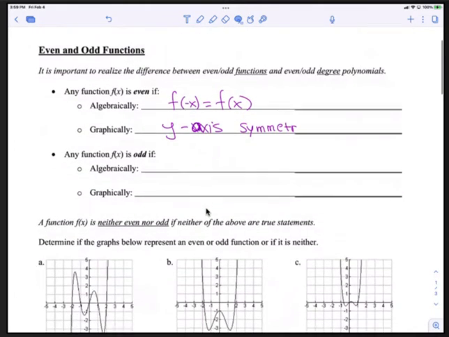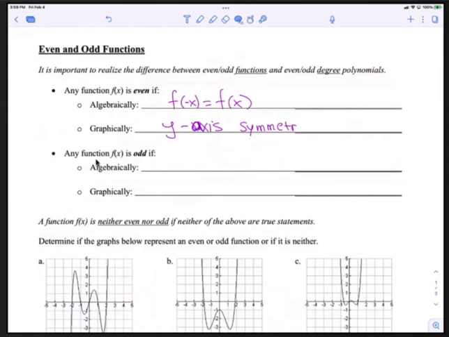All right, and then for an odd function, any function f of x is odd if f of negative x is equal to the negative of f of x. In other words, if we take the original function f of x and replace all of the x's with negative x, and the result comes out to be the negative or the opposite of the original function, then it is odd. And graphically, an odd function is symmetric with respect to the origin.